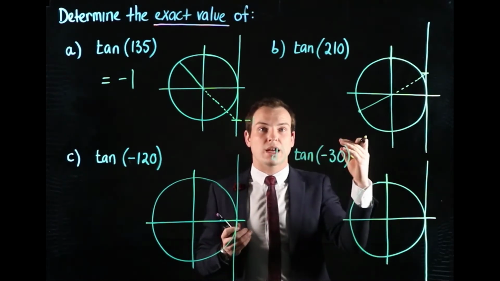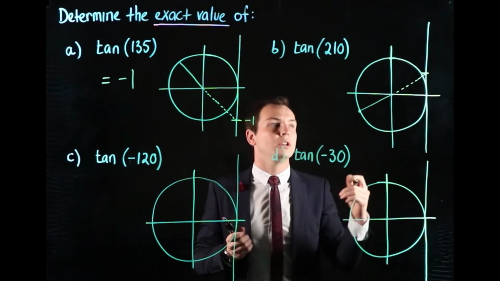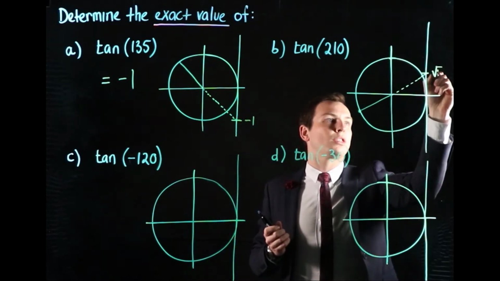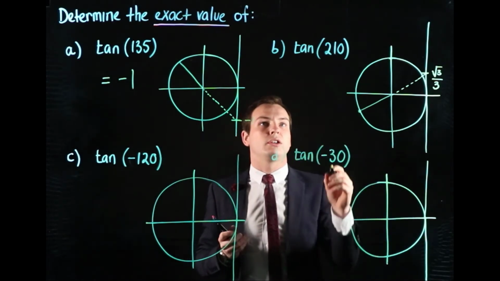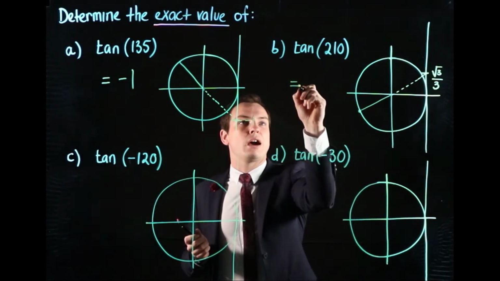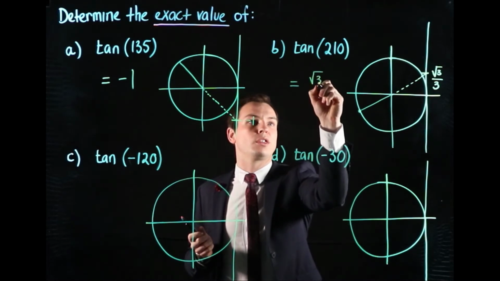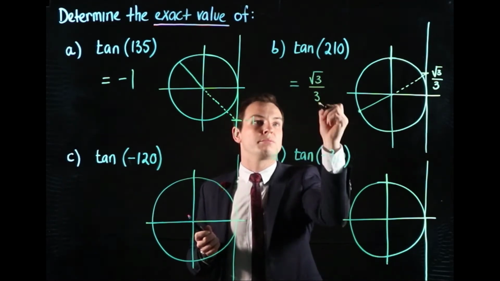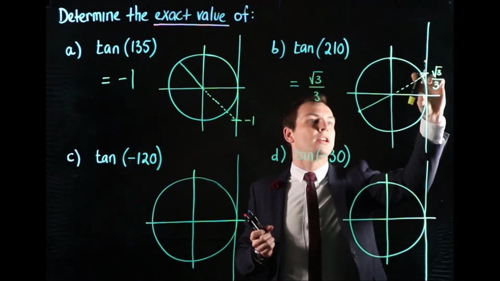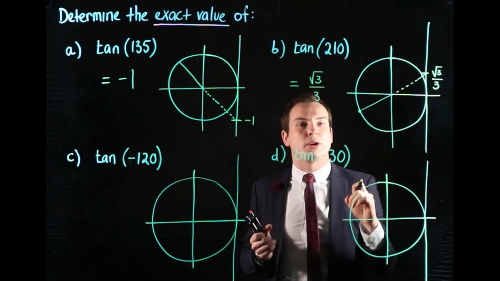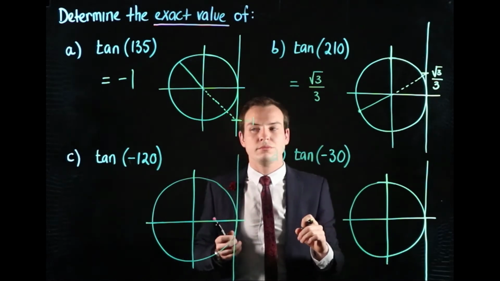And remembering our exact values, which is something that we need to know, this value here is root 3 over 3. It's the smallest of the tan exact values. So for part B, our answer is positive root 3 over 3. And we know that it's positive because the y value where we've hit that line is above the x-axis, or in the positive y direction.